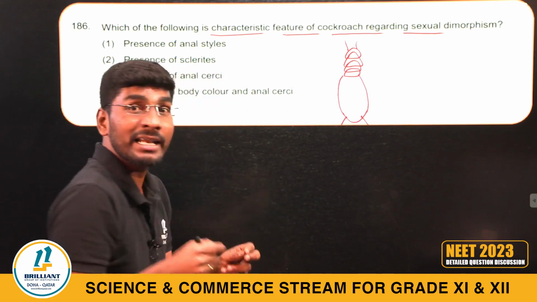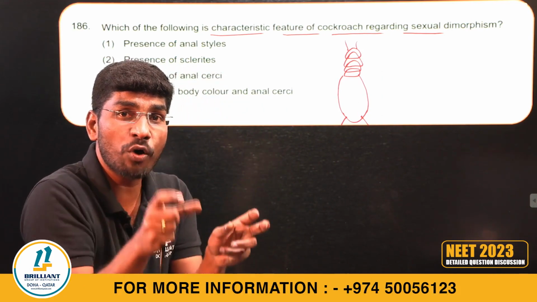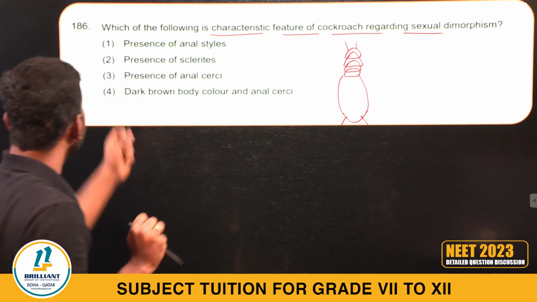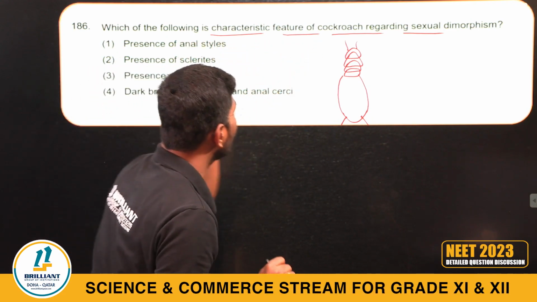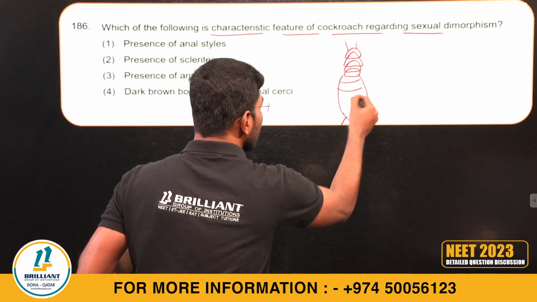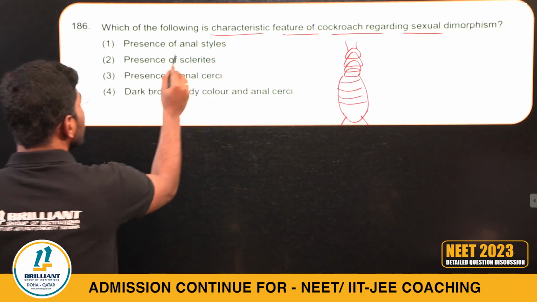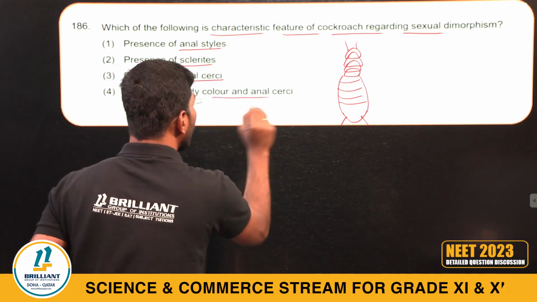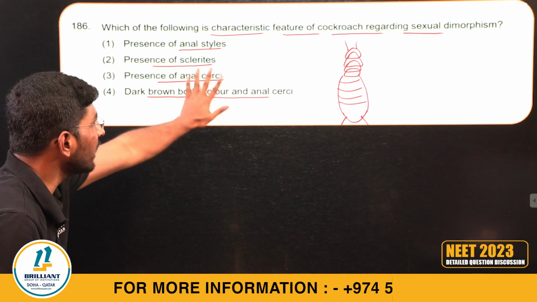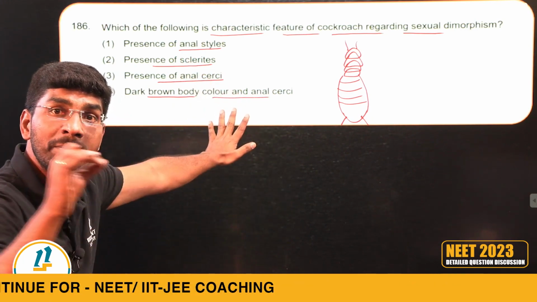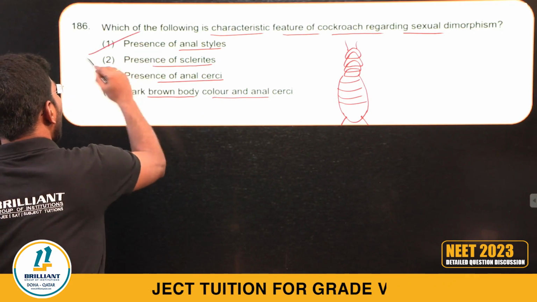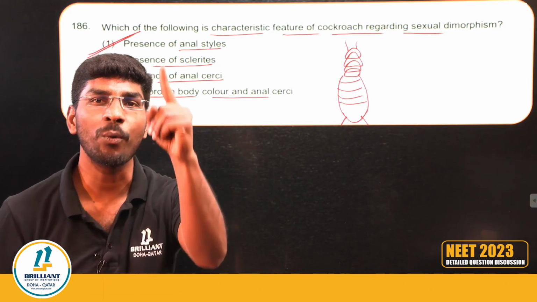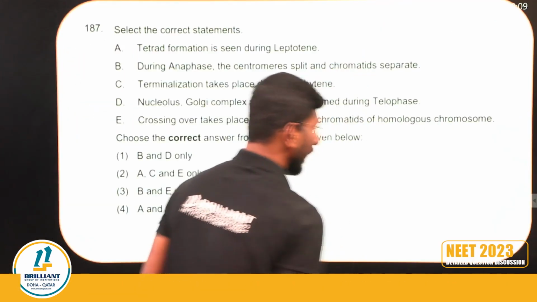Anal style and anal cerci. Anal cerci are common in male and female, but anal style is exclusively in the male cockroach, I said, right? Look here. Which of the following is a characteristic feature of the cockroach? Here are the abdominal segments, right? Now, presence of anal style, presence of sclerites, presence of anal cerci, dark brown color of anal cerci. Anal cerci and sclerites are all common in male and female cockroaches. Male cockroach exclusively has anal style, I said. That anal style is absent in the female cockroach. Answer is 1.